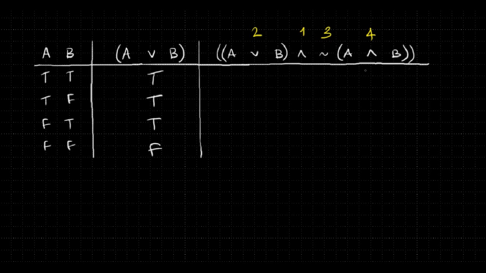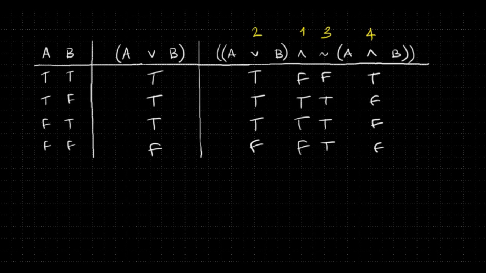So A and B is going to be true, false, false, false. Not A and B, sorry, is going to be false, true, true, true. A or B is true, true, true, false. And then we've got a conjunction, so true, false is going to be false, true, true is going to be true, true, true is true, and false. Let's just strike through those so we know we're not interested in them.